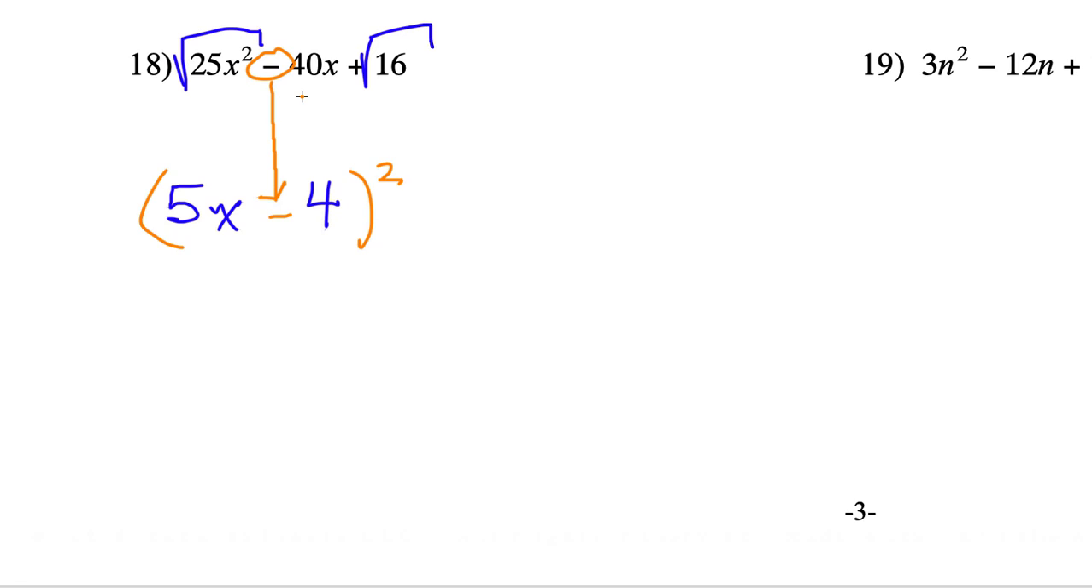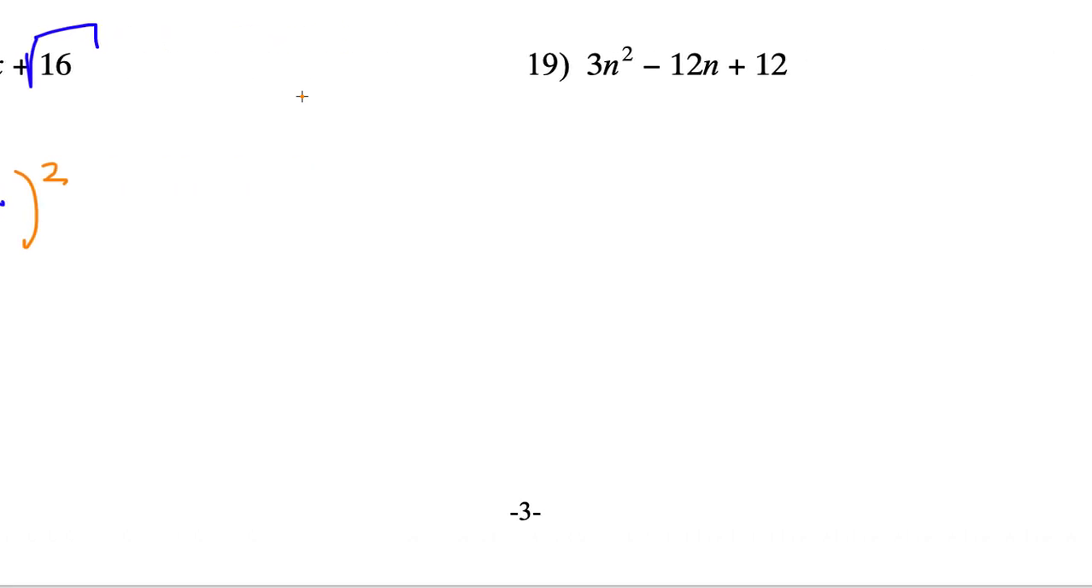All right. Number 19 is going to be similar, but it's going to have a GCF. So let's do step 0. What is the GCF? It's kind of straightforward there. Nice and easy. It was just 3n squared minus 4n plus 4. Oh, this one you could probably even use a ninja star. That one was pretty straightforward. But let's go ahead and use our shortcut again.